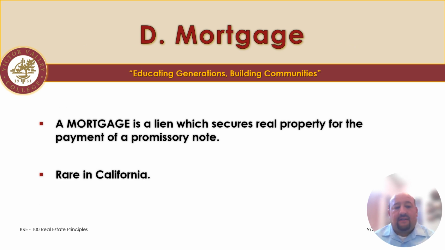Okay, so again, a mortgage is a two-party instrument between mortgagor and mortgagee. And in California, we do not have mortgages. We have trust deeds.